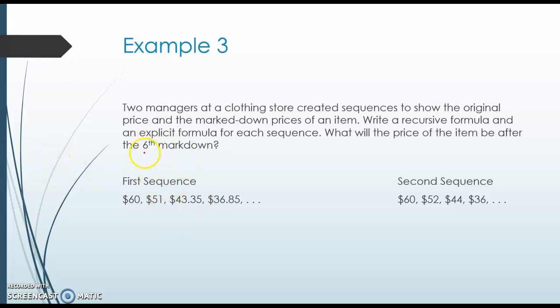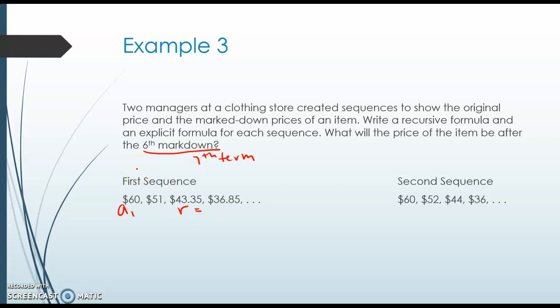Now, this 6th markdown actually means the 7th term. Why? Because the first term, a sub 1, is the original price. So then 6 markdowns would be our 7th term. All right, so things we need: a sub 1 and our r, if it is an r.